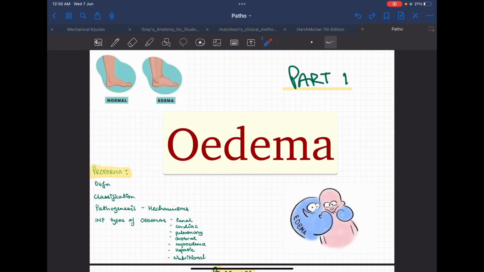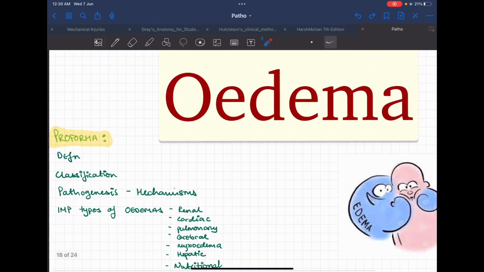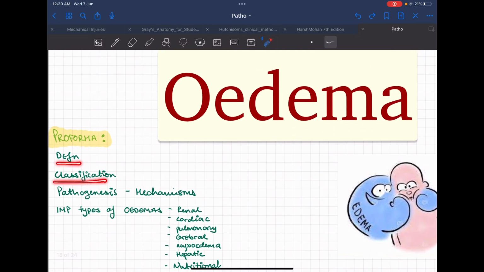Hello guys, so today we'll be learning about edema. Edema is a huge topic, so it has been divided into parts. Today we'll be learning the basics of edema, and we will be learning edema under these headings: definition, classification, pathogenesis, which includes multiple mechanisms, and the important types of edemas.